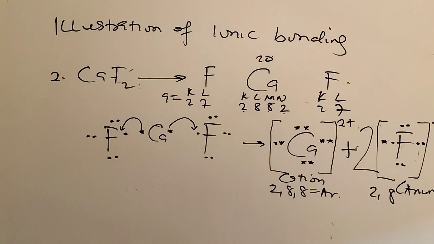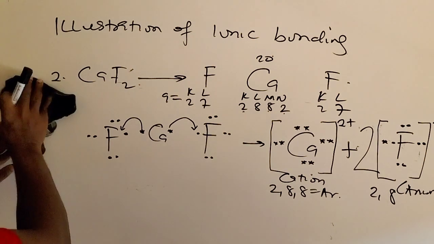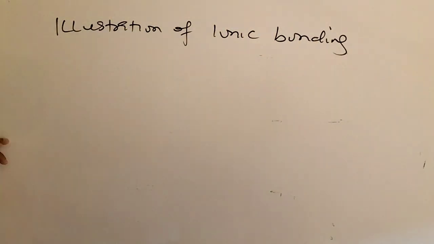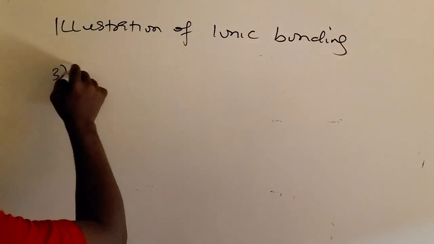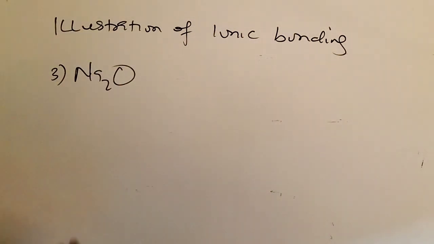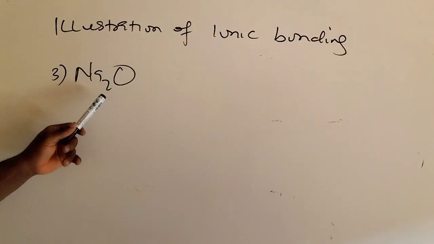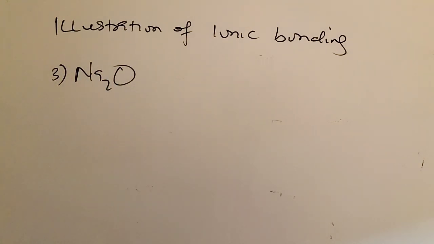We'll take one more example on this ionic bonding. And the example is sodium oxide, Na2O. Sodium is a metal, oxygen is a non-metal. So the bond there must definitely be ionic bonding. So we see that there are 2 elements here, sodium and oxygen, but there are 3 atoms, 2 of sodium and 1 of oxygen.